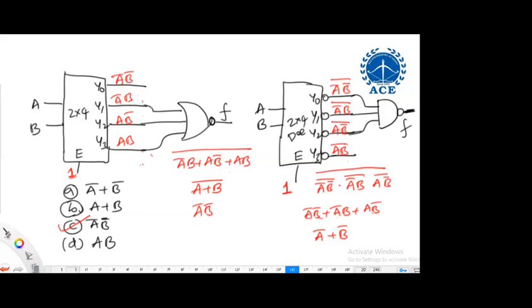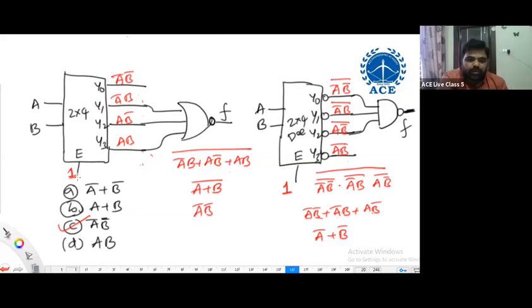Yes, if it is logic 0 enable, no doubt it must be enabled by connecting to 0, because to get a function of AB, it must be enabled. If it is logic 0 enable, it must be connected to 0, then only it is working on AB. It is a function of AB. For that, it must be enabled.